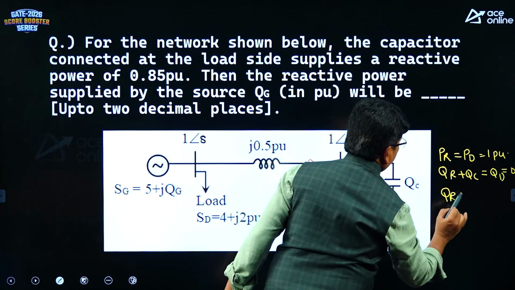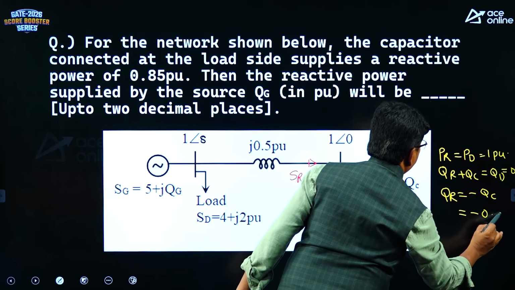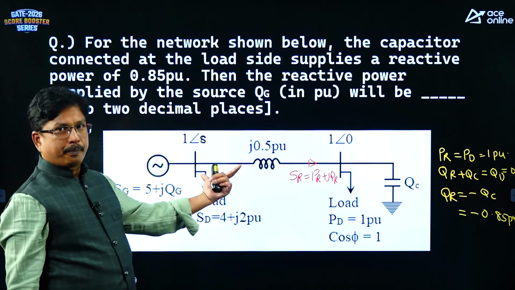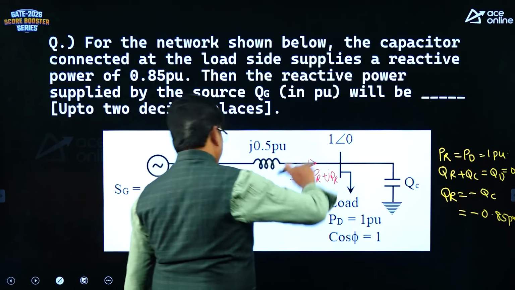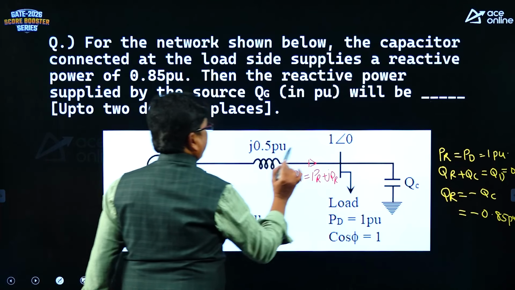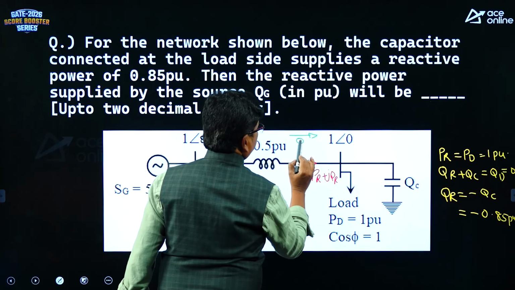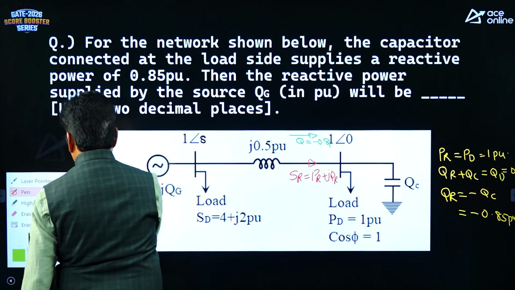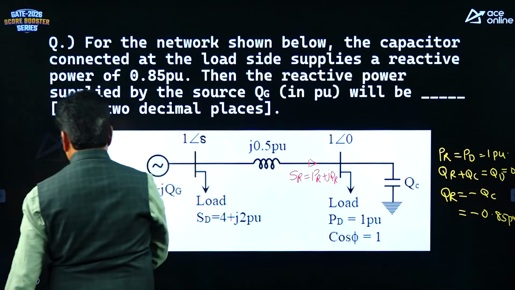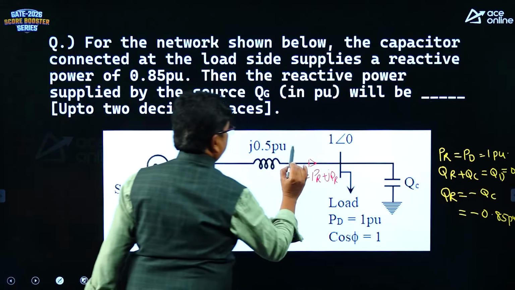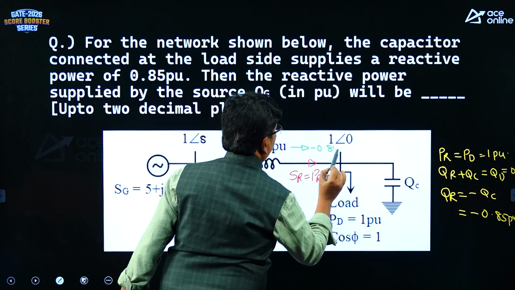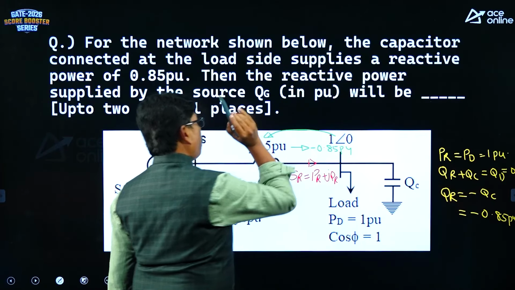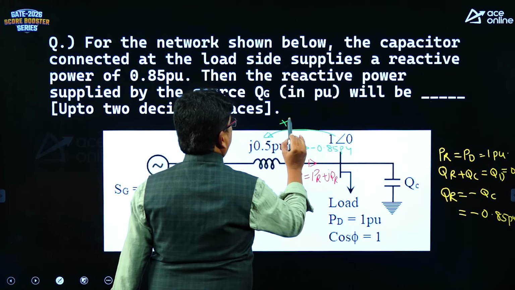QR is equivalent to minus QC, which is minus 0.85 per unit. Means the capacitor is supplying reactive power to the line only, not to the load. See clearly, in this direction, reactive power Q is equivalent to minus 0.85 per unit. So in the opposite direction it will be positive, no? Therefore, from this bus, the reactive power that is coming to the line will be plus 0.85 per unit.